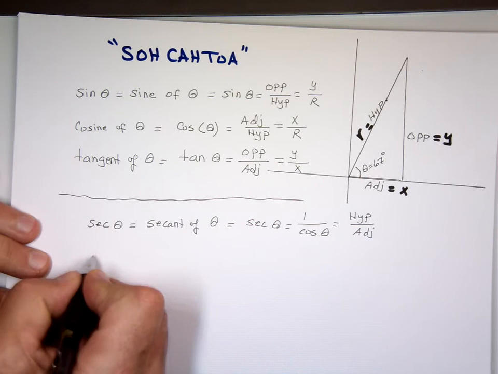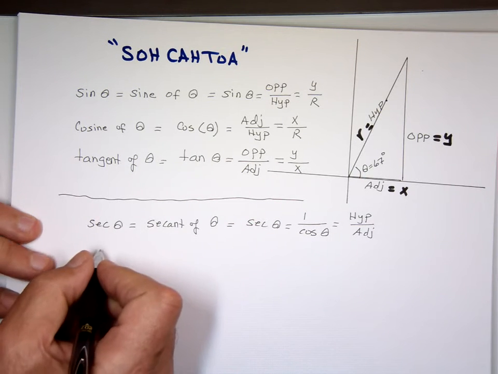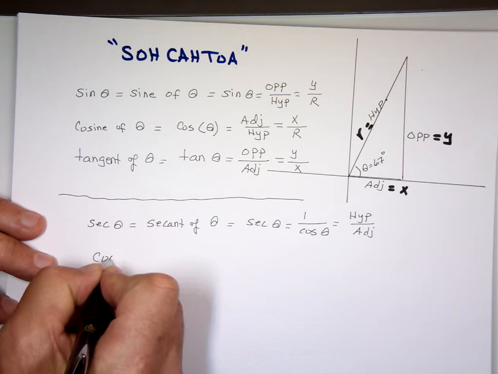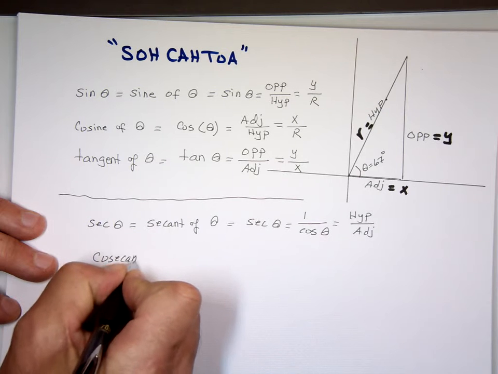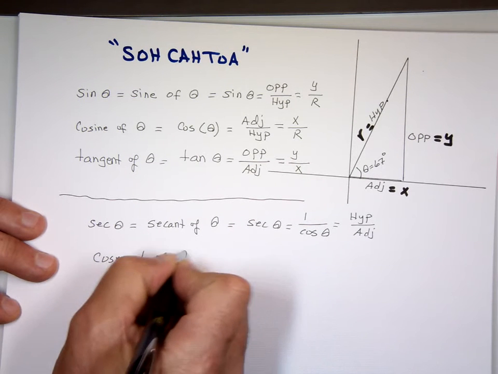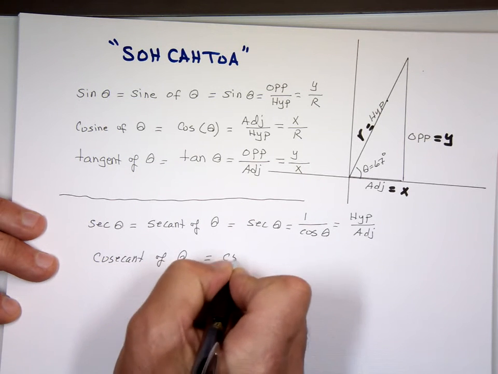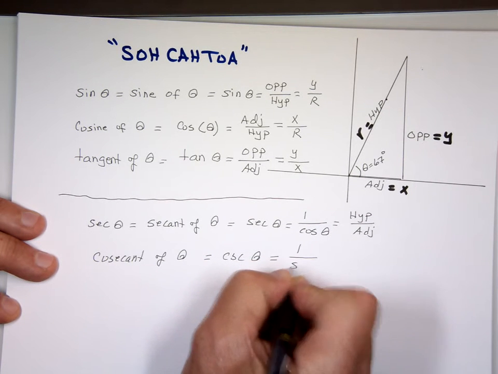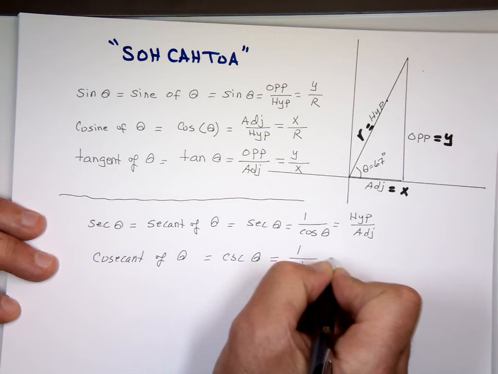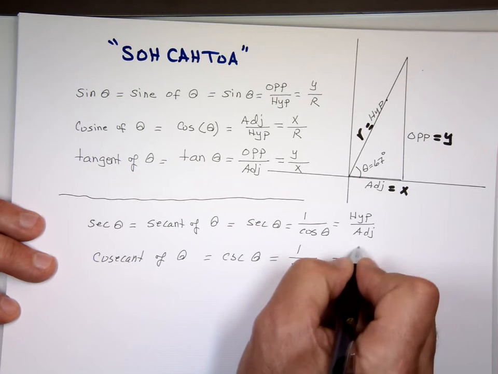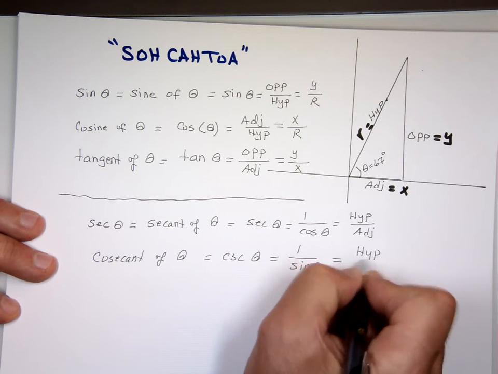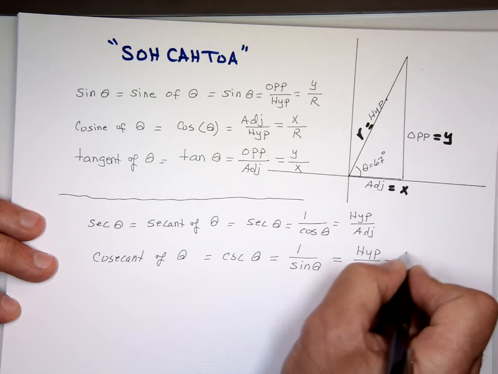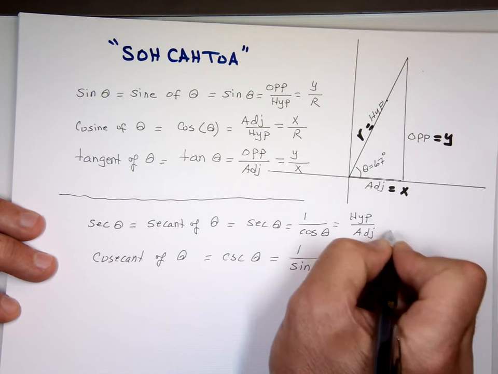Cosecant of theta. The next one. That's cosecant theta. Cosecant is 1 over the sine of theta. Find the sine and flip it. That's the hypotenuse over the opposite, which is R over Y. This one was R over X.